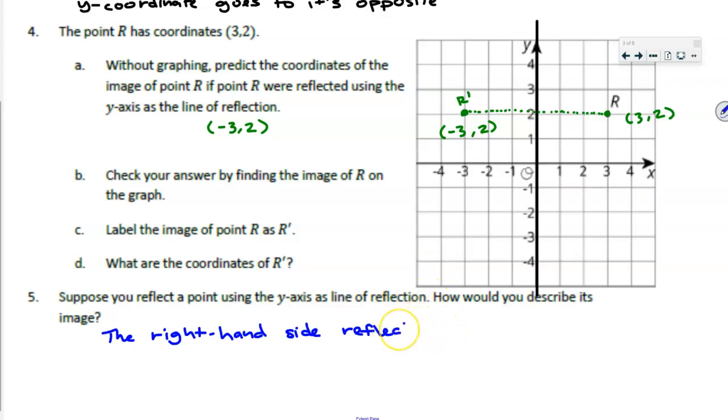So follow-up question then, what values are on the right-hand side? Xander? Yeah, that's positive. And what are the values on the left-hand side? Those are going to be negatives, right? So if it's over here on the right-hand side and it has a value of 3, it's going to reflect over to the left-hand side where it's going to have a value of -3. Bethany, what would you add to that?